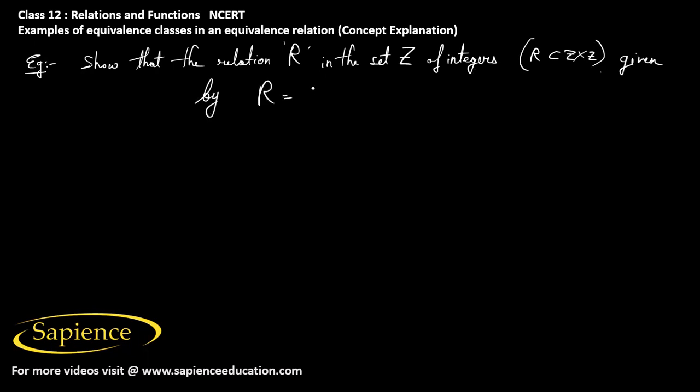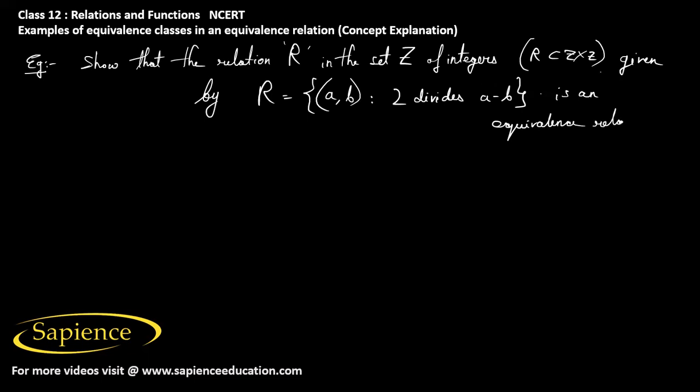which is given by R consists of all the ordered pairs (a, b) such that 2 divides a minus b. So we have to show that this relation R is an equivalence relation.